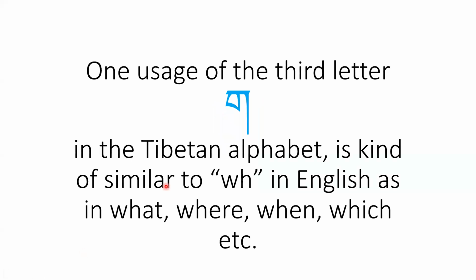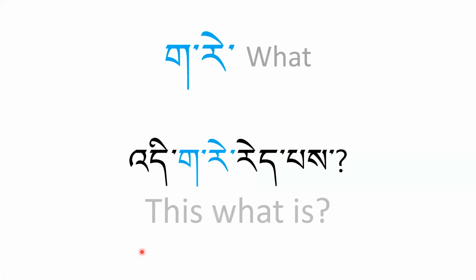Ga, the Tibetan letter Ga. One usage of the third letter Ga in the Tibetan alphabet is kind of similar to WH in English, as in what, where, when, which, etc. And it can be used, obviously, to ask very useful questions.